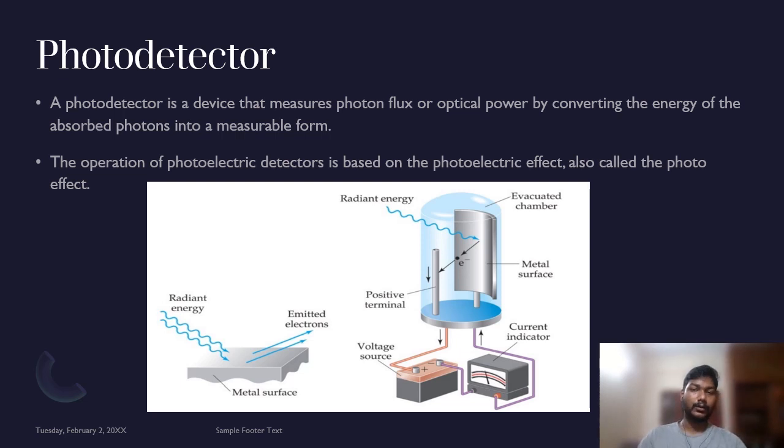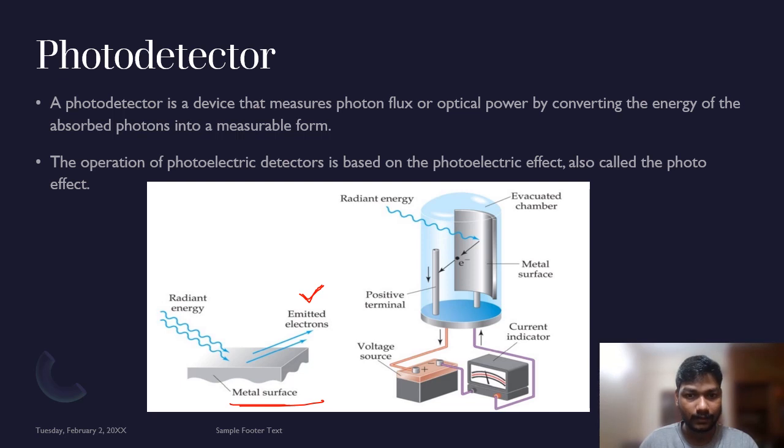So what is basically the photoelectric effect? It is when there is radiant energy on metal surfaces, electrons are emitted. When electrons are emitted, this is called external photoelectric effect, and when the electrons lead to a photocurrent inside the metal, it is known as internal photoelectric effect. So this is basically the working of a photodetector.